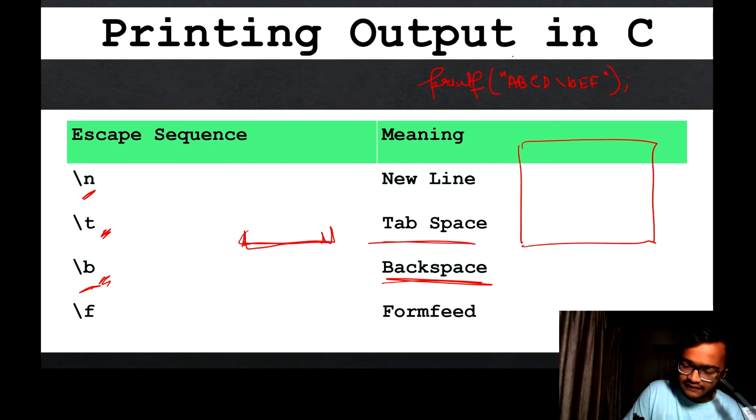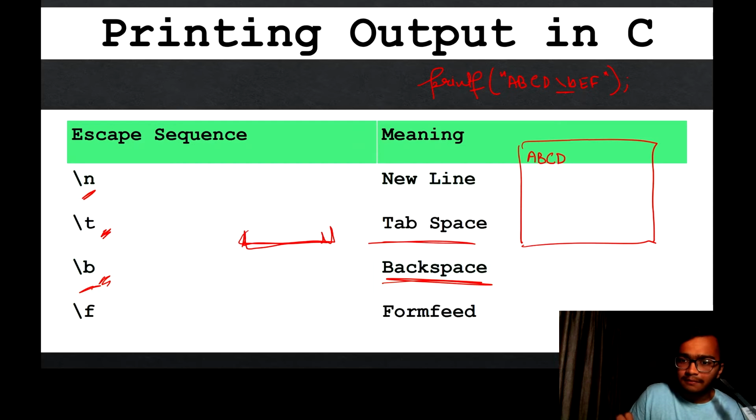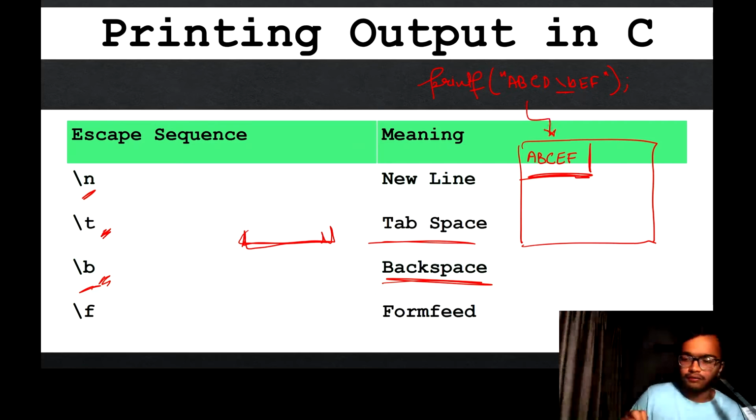See, the compiler finds A, B, C, D. Up to that, no problem, so A, B, C, D is getting printed. After that, the compiler finds \b, that means backspace. Similarly, if you write ABCD in Microsoft Word and then press backspace, the D will get erased. Similarly, over here, the D will also get erased, and EF will get printed. So this is the output which corresponds to this code.